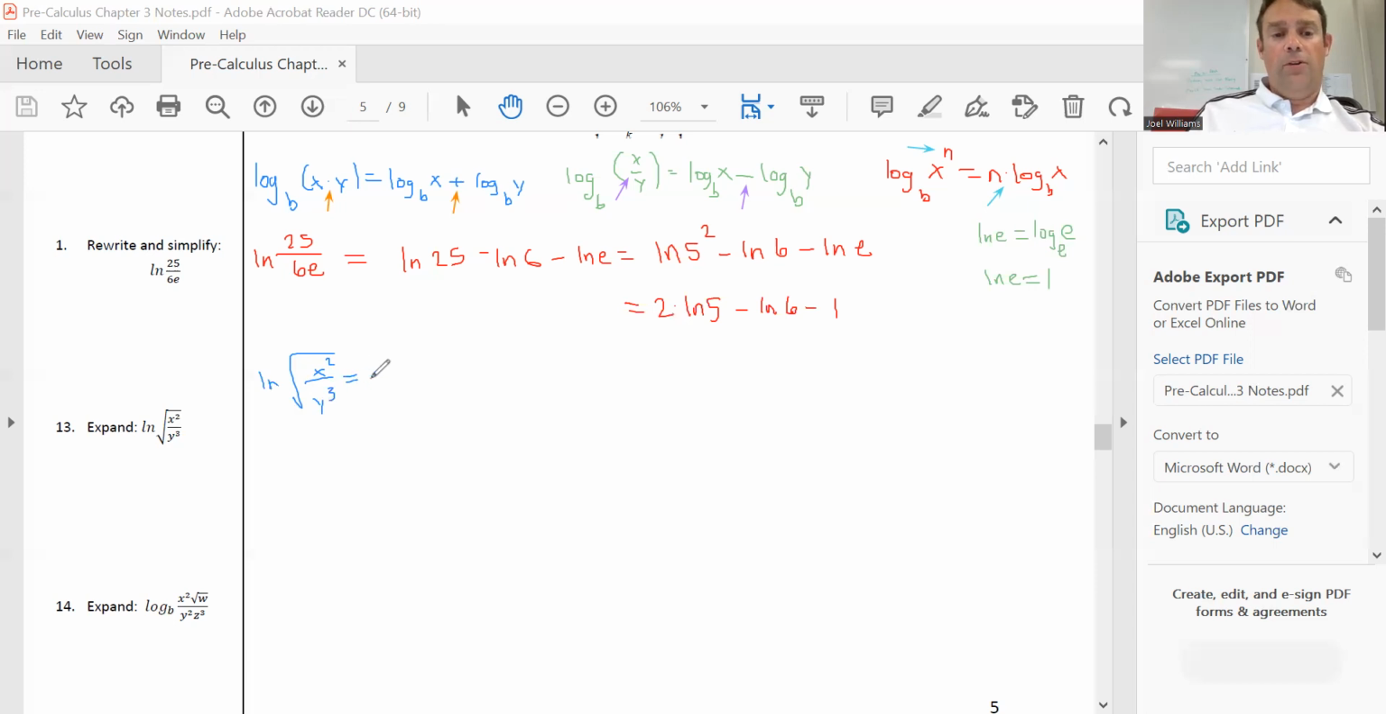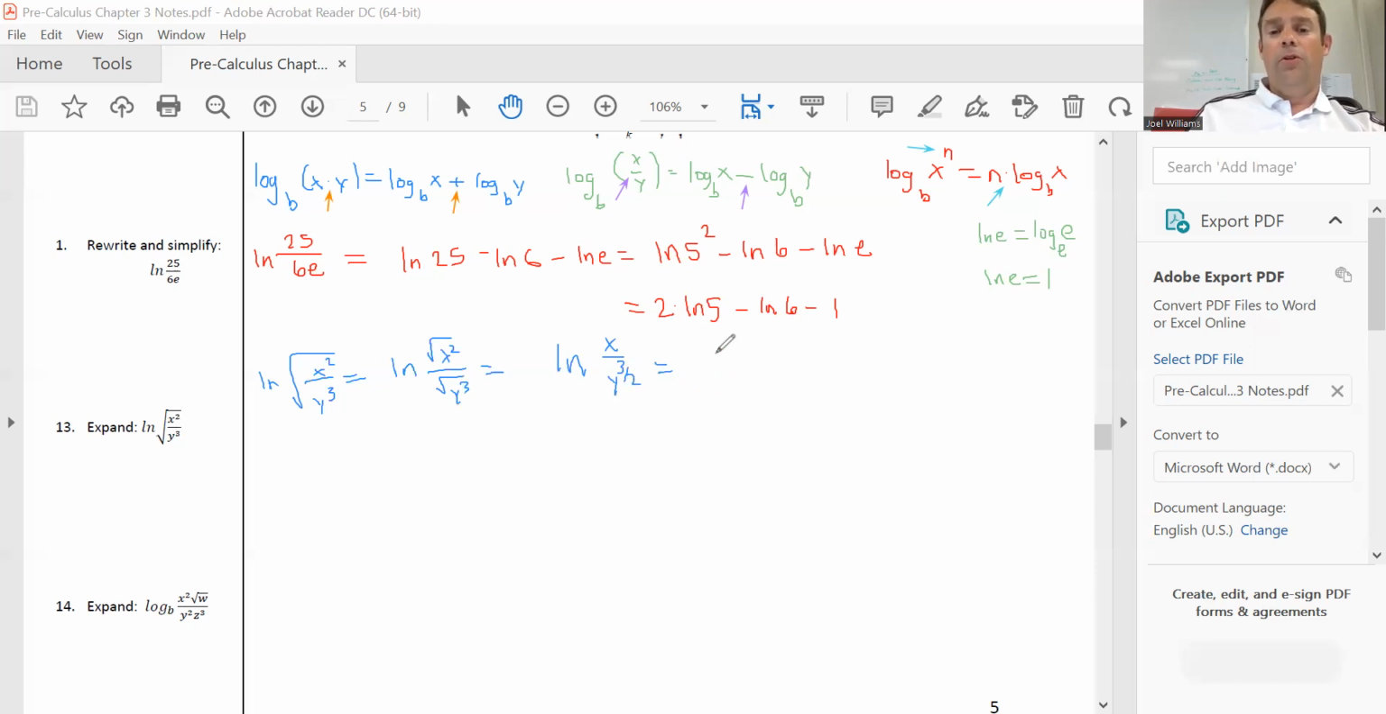So the first thing I would do is go ahead and clean up my square root a little bit. That'd be the square root of x squared all over the square root of y cubed. And the square root of x squared, well, that would be x. And the square root of y cubed, I would turn that into a fraction. So that would be 3 halves.